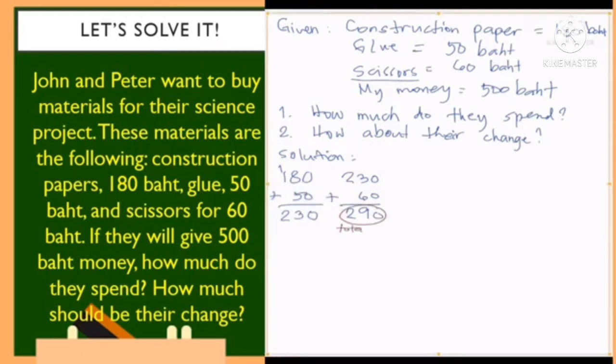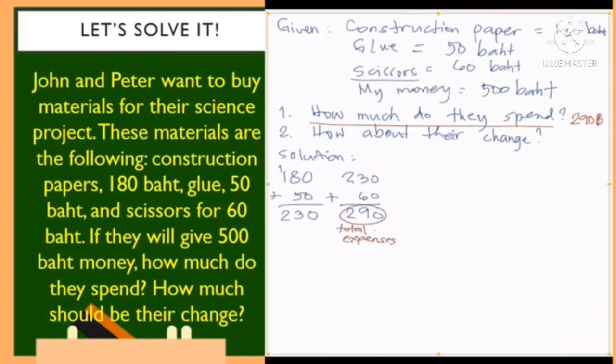I will put here total expenses. All right. So the next thing we need to solve is your change, right? So we already found the answer in number 1, which is 290 baht. Okay, so let us now answer the second one. That is, how about their change?